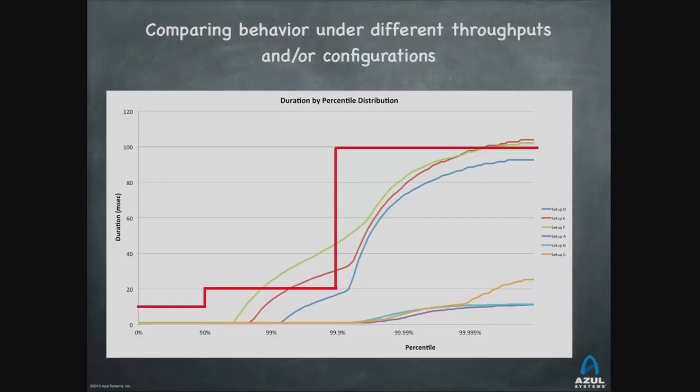So, when I measure things or try to tell people how to measure things, I usually want to take the results and put them on charts like these. This is an example of comparing six different unnamed scenarios against each other. They might be different throughputs, they might be different configurations, they might be different times a day. And comparing them against some sort of a requirement. This is a simple way of declaring a requirement. This here says 90% need to be 10 milliseconds or better, 99.9 need to be 20 milliseconds or better, and everything needs to be 100 milliseconds or better.